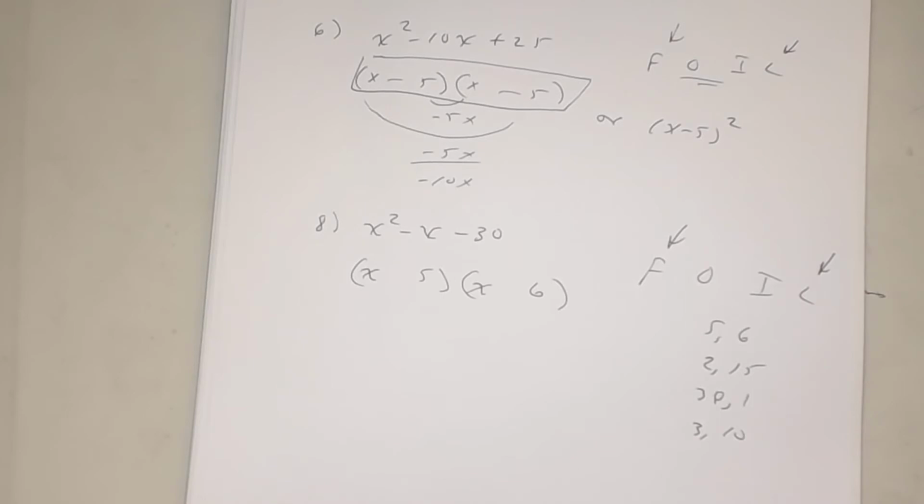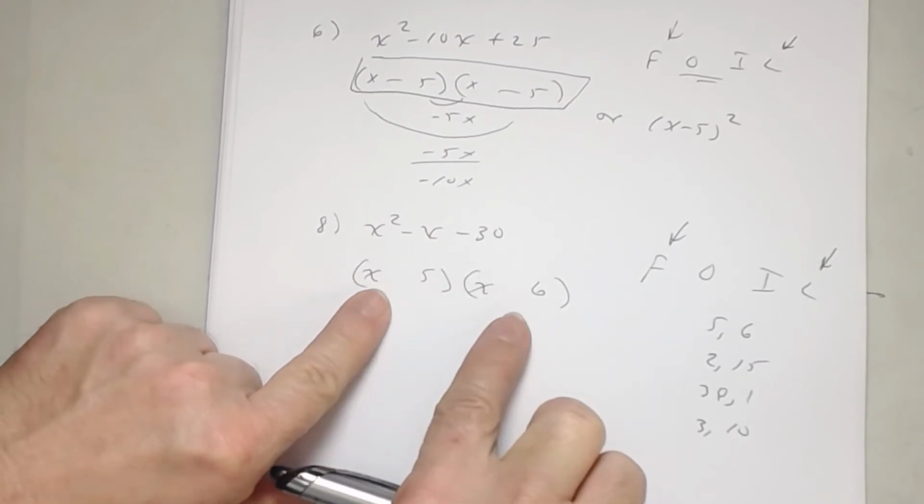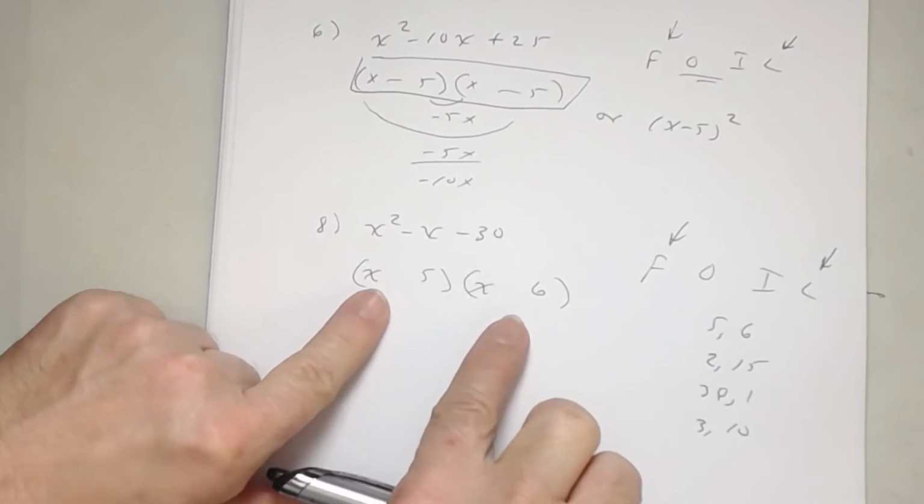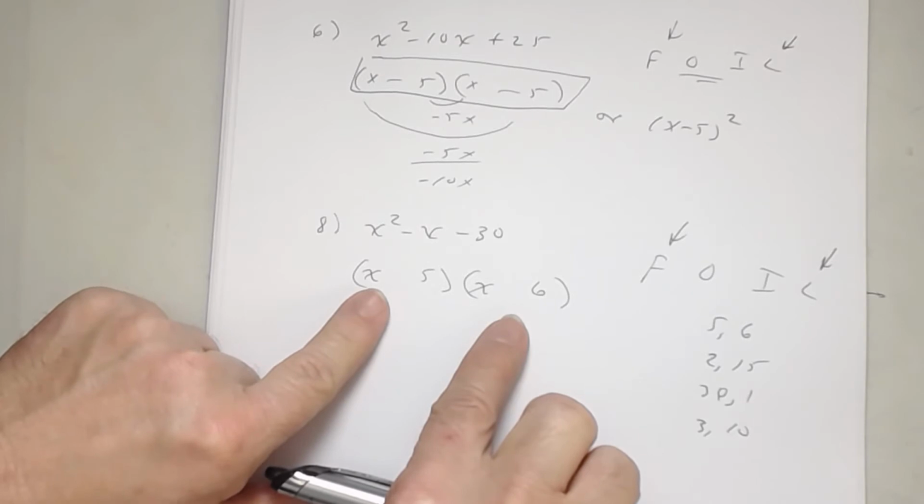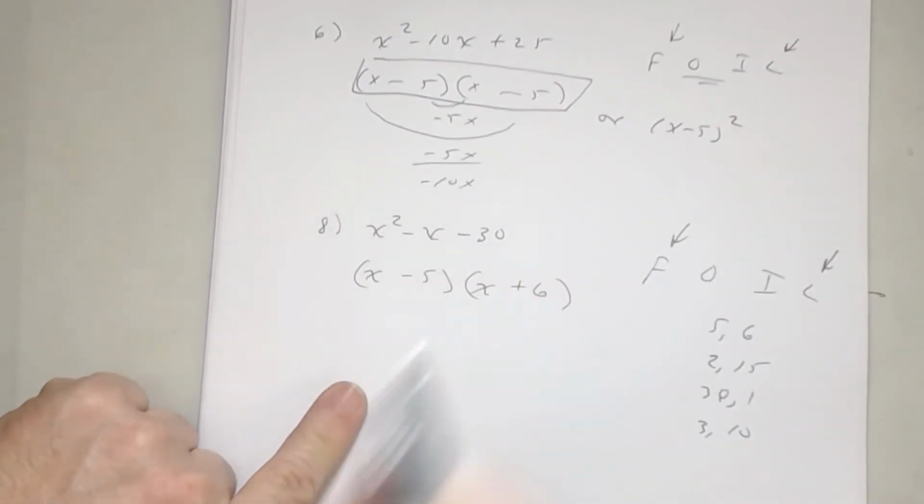And now we're going to talk about the last sign. The last sign's negative, right? Okay. So that means that in order for us to get a negative 30, one has to be positive, the other one has to be negative. For right now, make one positive, one negative. That is trial and error. So let's say this is positive, this is negative. Okay?